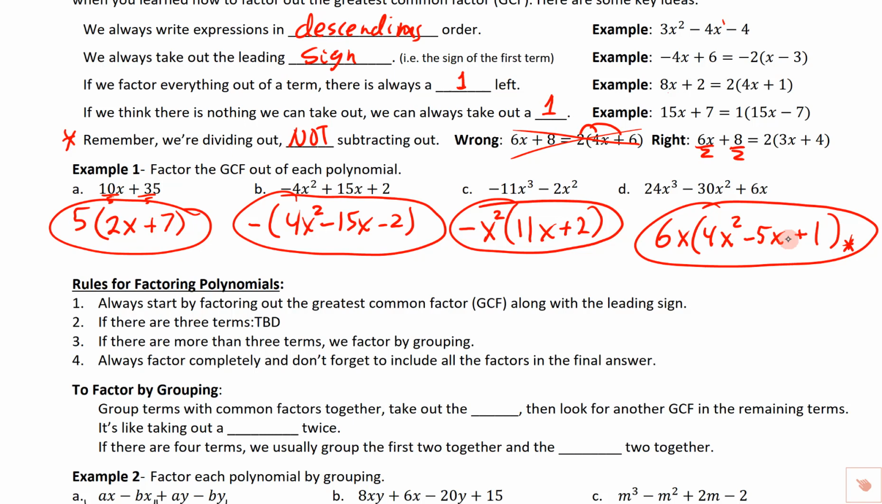And we won't worry about that right now, but we're just going to cover that when we get to it. Okay, so let's talk about the rules for factoring polynomials. The very first thing is we always start out, and I'm going to underline always. This is really important. It's always going to make our work easier. We're going to take out the greatest common factor.